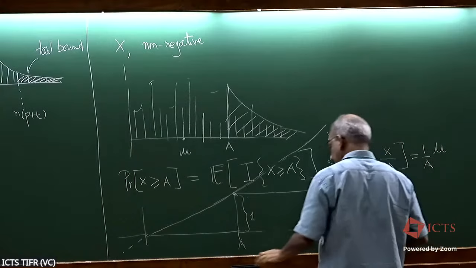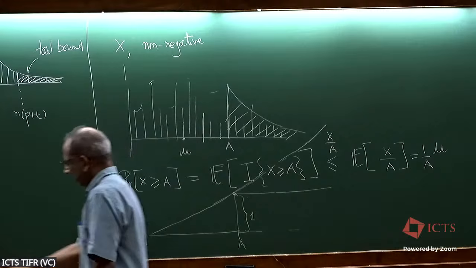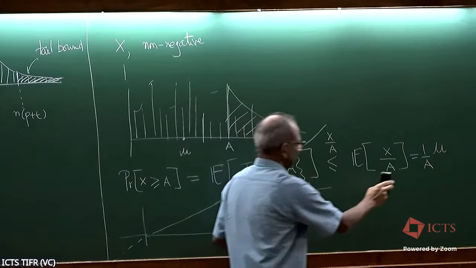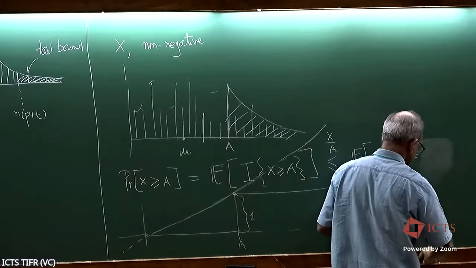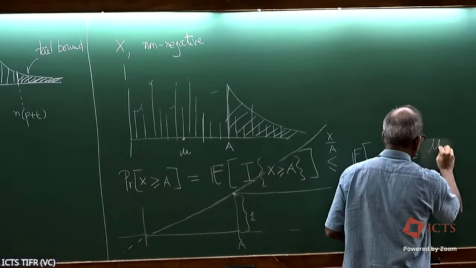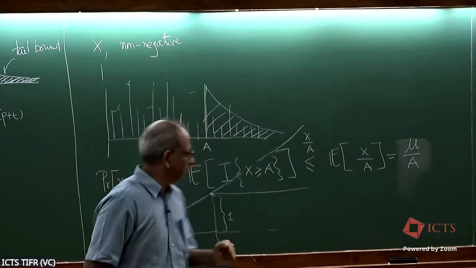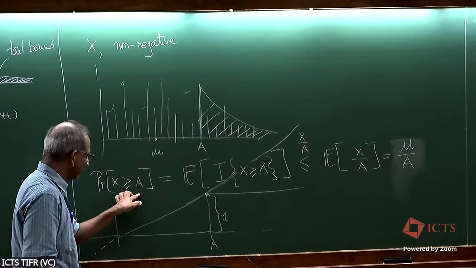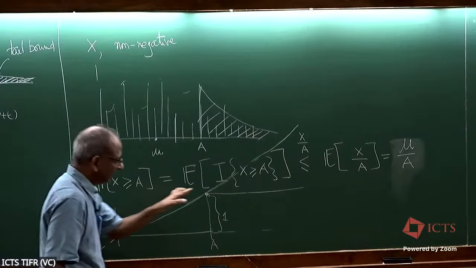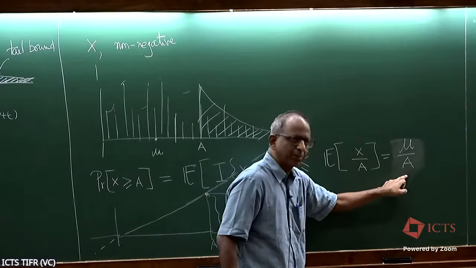mu. Sorry, should I write it nicely? Yes. So the probability that a non-negative random variable exceeds a is at most its expectation divided by a.